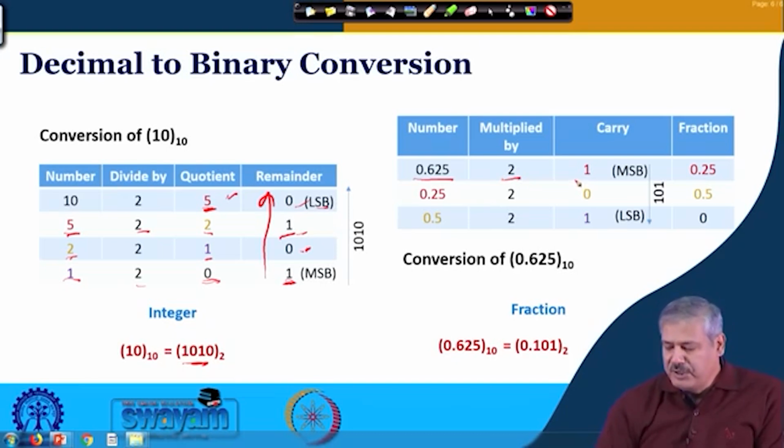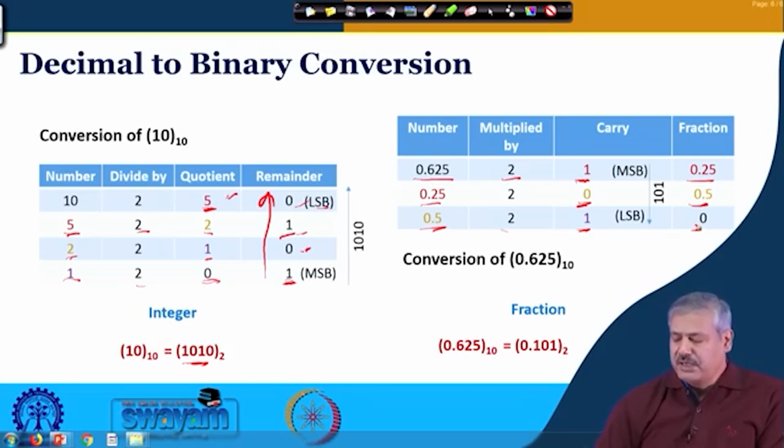So 1.25, we look at the integer part of it, we call it carry, we keep it here, and the fractional part we keep it here. So 0.25, then we multiply by 2 again, so we get 0.5. There is no carry, so this is 0 and this is 0.5. And then 0.5 we multiply again with 2, we get 1 and this is 0.